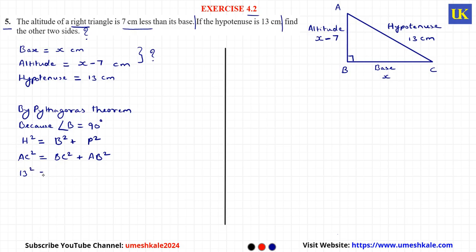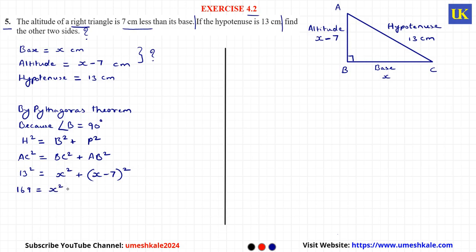AC is 13, so 13 square. BC we have taken as x, so x square. You can see here, base is x, BC is x, so x square. And AB is how much? x minus 7 square. See here, x minus 7 square. So now 13 square is 169.